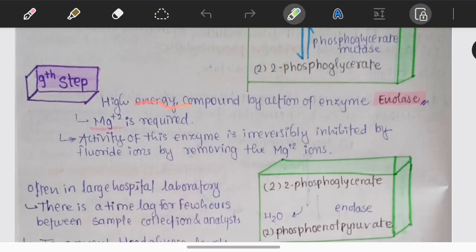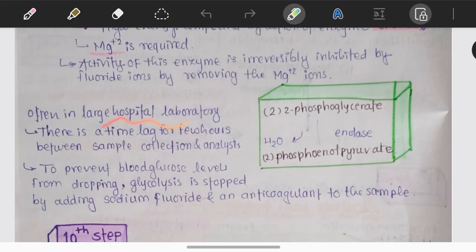Next is the ninth step, forming a high energy compound by the action of the enzyme enolase. Mg2+ is required, and the activity of this enzyme is irreversibly inhibited by fluoride ions. It is an application of this enzyme that often in large hospital laboratories there is a time lag of a few hours between sample collection and analysis. To prevent the blood glucose level from dropping, glycolysis is stopped by adding sodium fluoride and an anticoagulant to the sample. This is an application of this step.